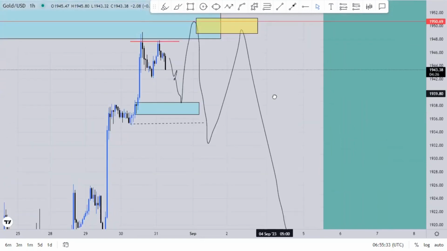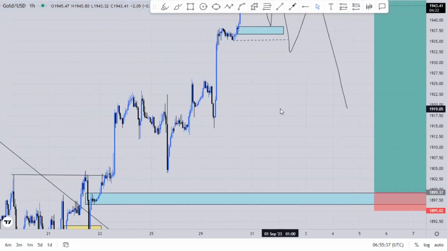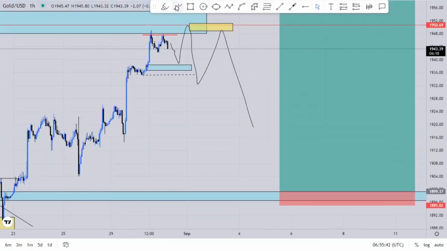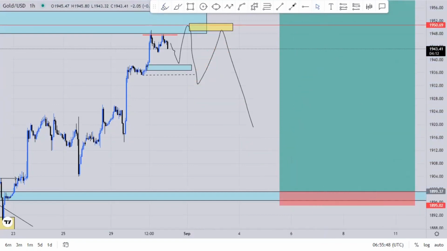Tomorrow, Friday, is going to be a very interesting time on gold. I believe by tomorrow it will be on its way down. So if NFP happens along the way, it will just push gold further down into this region. Then boom, up like that. So tomorrow is going to be a very interesting Friday.